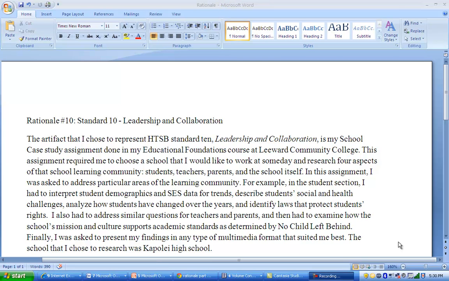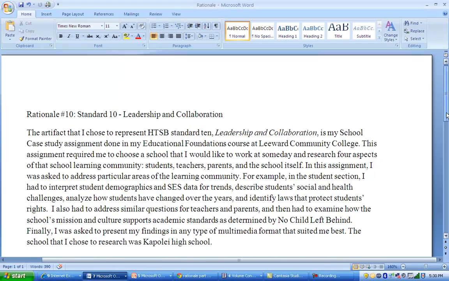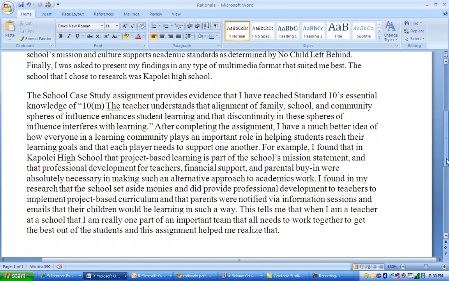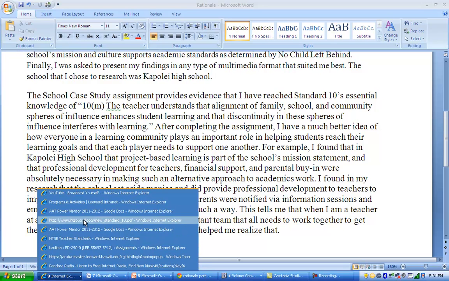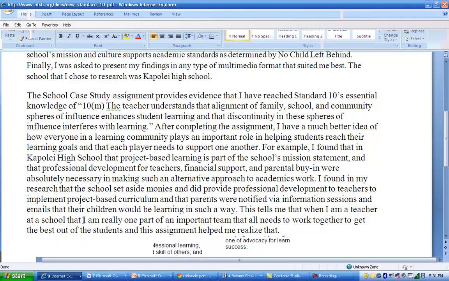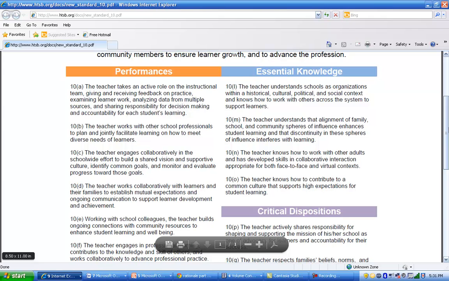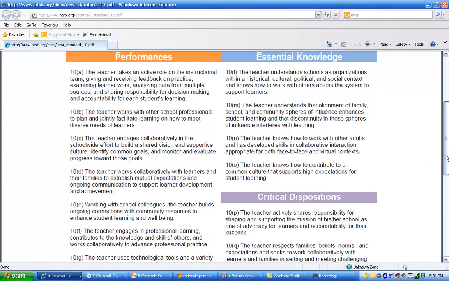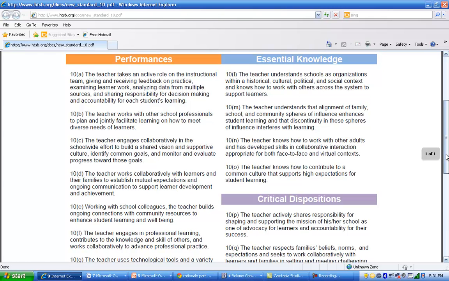To write the second part of the rationale, we need to go to the actual standard itself and see how the assignment we chose, which in this case is a school case study, actually supports that standard. I've already written it, but let me take you to the standard, the new one from the Hawaii Teacher Standards Board.